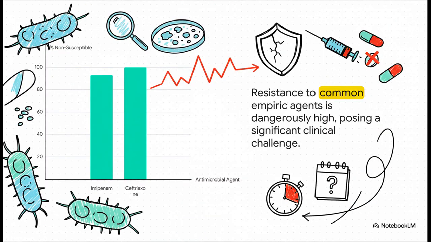And this bar chart just slams the point home. It takes us right back to that clinical trap we started with. The danger is just so painfully obvious. If you start a patient on empiric imipenem or ceftriaxone for what turns out to be this bug, you are using a drug that has virtually zero chance of working.